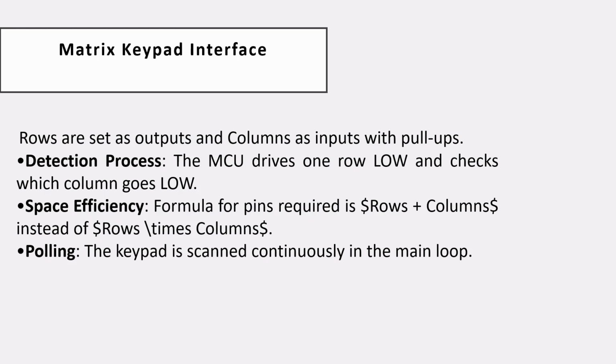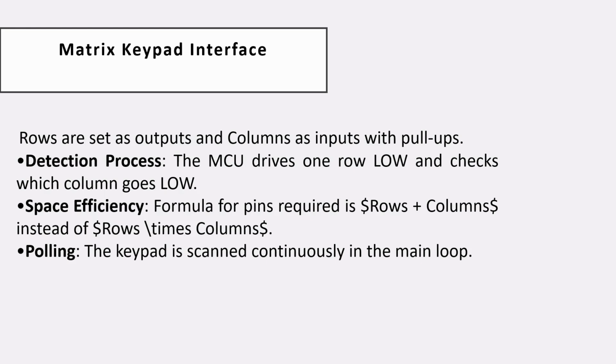The microcontroller scans the keypad by driving rows low and checking the column inputs. This method allows a 12 key keypad using only 7 GPIO pins, making it very space efficient. So we are using matrix keypad interface in this project.